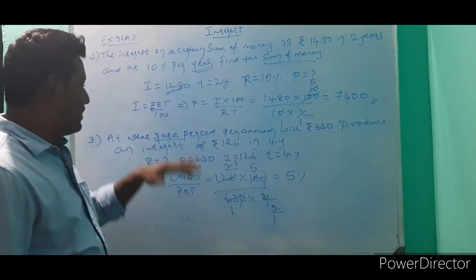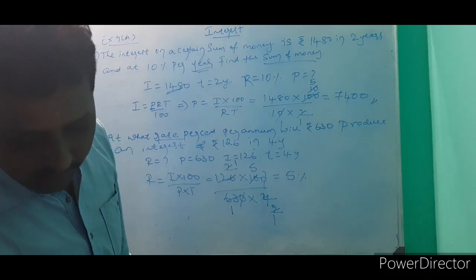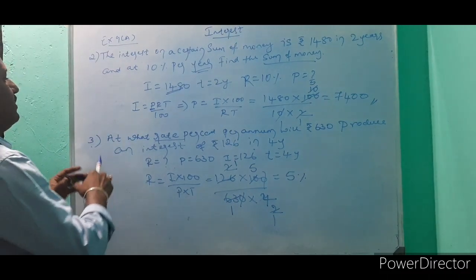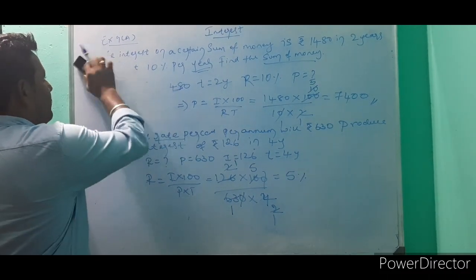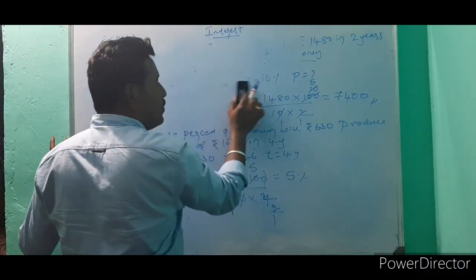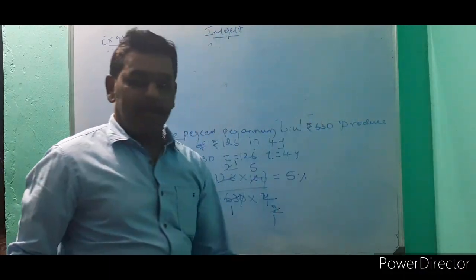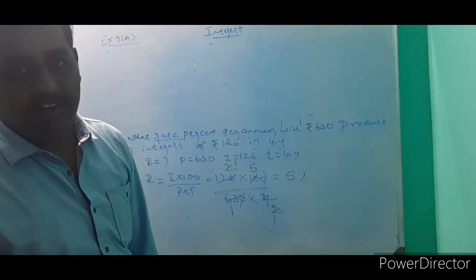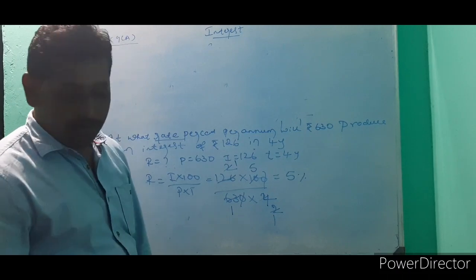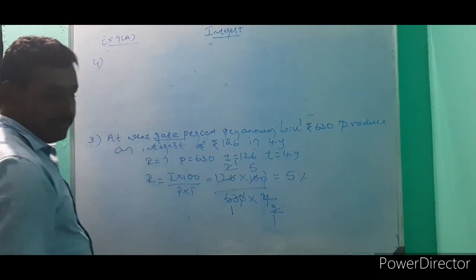So like this, you can interchange any kind of formula and you can find the answer. So next I will move to the next problem. Till now I showed how to find interest and amount, and how to find the rate of interest. Now we will move to one more problem. Next problem, the fourth one.